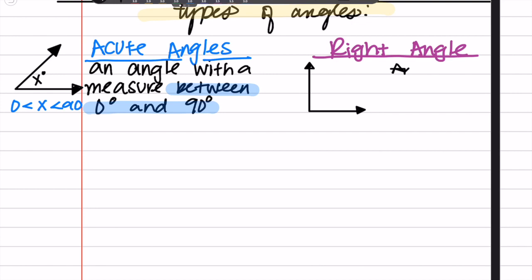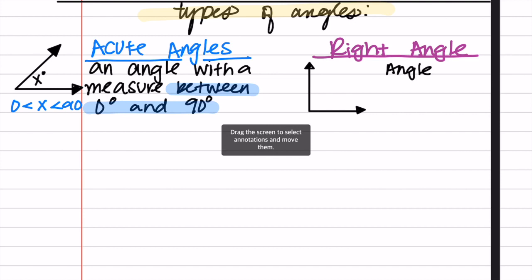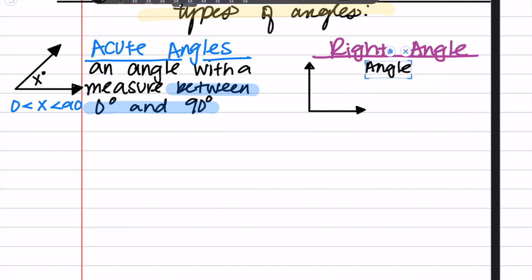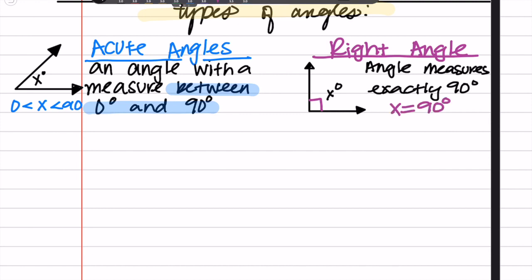And I'm going to put an angle measuring exactly 90 degrees. I'm going to do some surgery real quick, sorry. So your X degrees right here, you're going to see this symbol. That square right there means that it's a right angle, and it means it's exactly 90 degrees. That X is 90. And that part right there is important, so highlight it, underline it, whatever you're choosing to do.